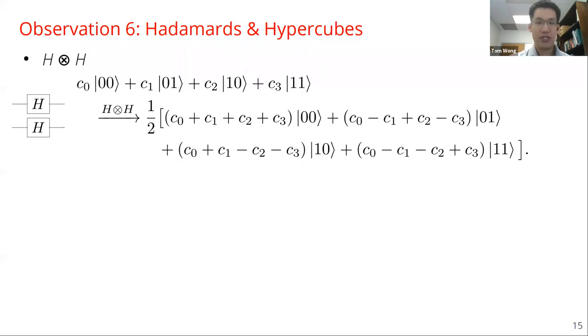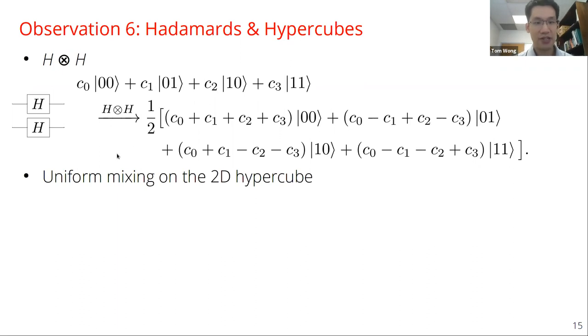This is what you get if you apply Hadamard gates to both qubits. If we start with a general two-qubit state, for two qubits you have four basis states, 0 0, 0 1, 1 0, 1 1, and we start in some superposition of those four basis states. If you apply the Hadamard gate to both qubits and then simplify things, this is what you get. You get a sum here of all of the original amplitudes. Here you get sums and differences of all the original amplitudes, again some sums and differences, and so forth. The minus signs are in different places for each of these. So this is what the Hadamard gate does when you apply two of them.